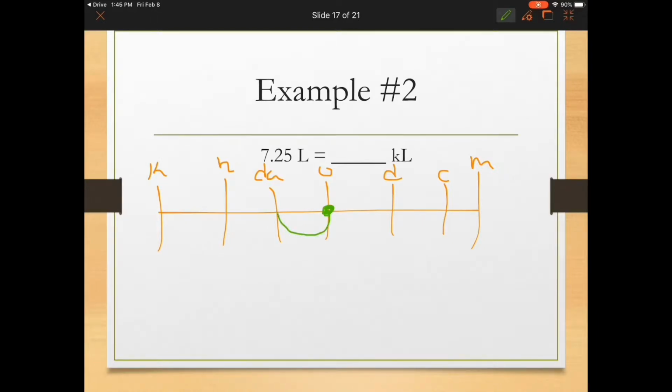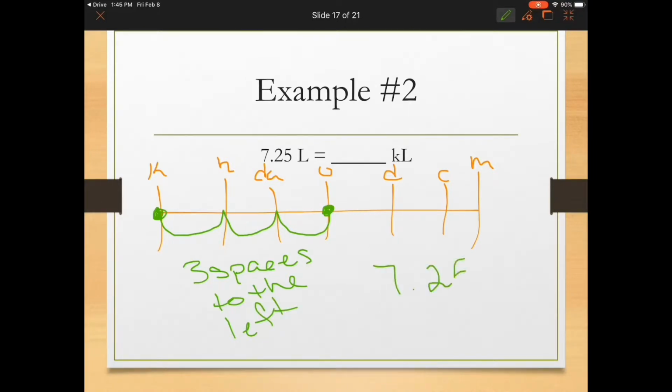So let's jump there. We've got one jump, two jump, three. So I jumped 3 spaces to the left. So now my 7.25 liters, I have to move the decimal 3 spaces to the left. So we're gonna go 1, 2, 3. Put zeros in for the placeholders that need it.